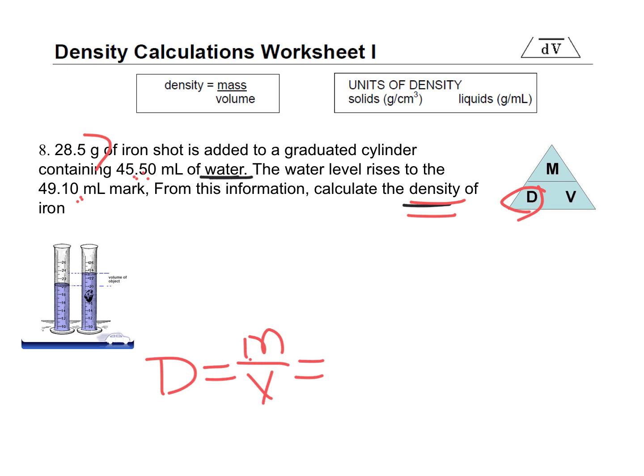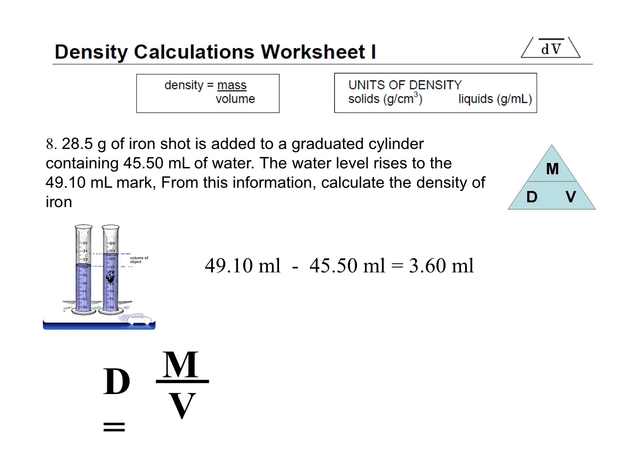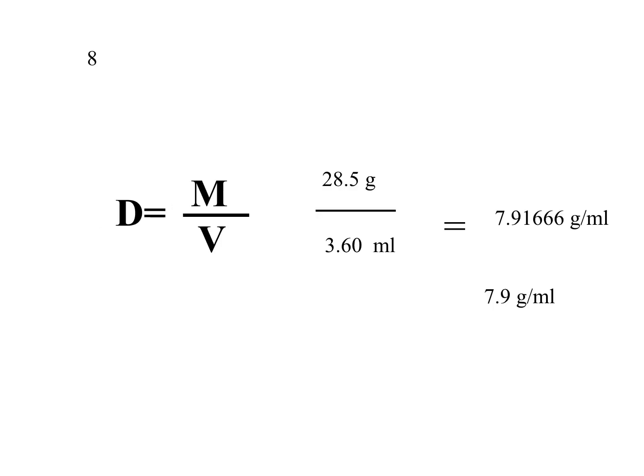So the mass they gave us, but we need to subtract the final volume, take the final volume and subtract the original volume, and that's going to give you the volume of your irregularly shaped object. Okay, so when we do that subtraction, this is our volume of our object. They gave us the mass of the object. Now it's just a straight density is equal to mass over volume problem. We're going to plug those in, the mass, the volume, and divide to get the answer.